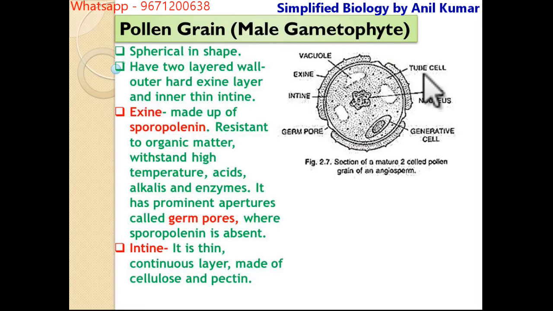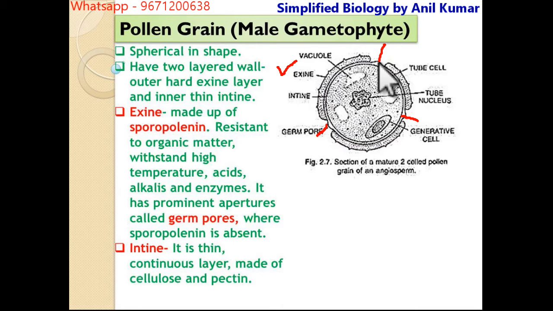Now we are going to study the pollen grain structure. The pollen grain is spherical in nature. It has two layers. The outermost layer is named the exine. The exine layer fully covers the pollen grain except for a few areas, where exine is absent.